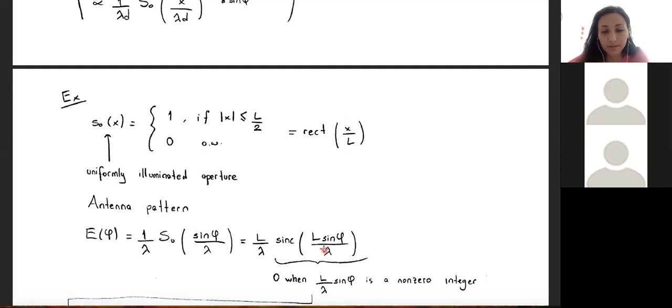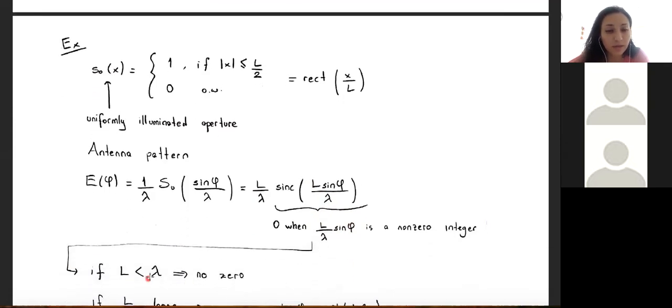If you think about that, the answer will depend on L over lambda, because you want to make this term an integer. But if L over lambda is less than one, then since sine is less than or equal to one, you can never make this term an integer. So if L is less than lambda, meaning the physical antenna aperture size is less than the wavelength lambda, then this antenna pattern has no zeros.